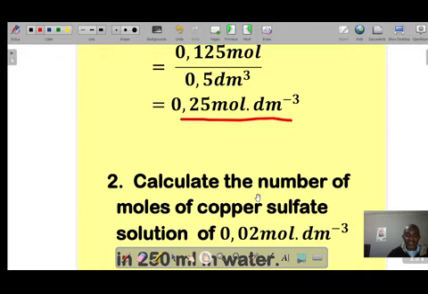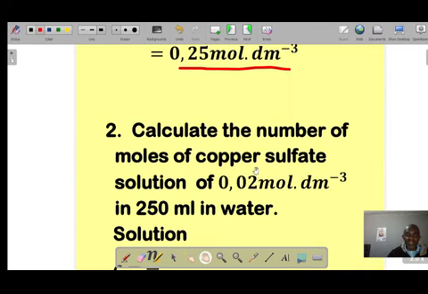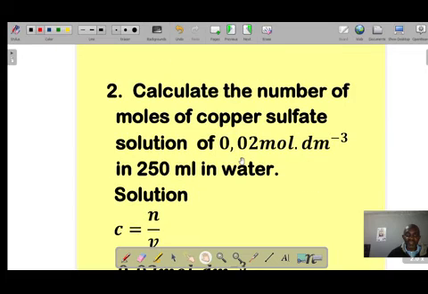Okay, the next example says: calculate the number of moles of copper sulfate solution of 0.02 moles per decimeter cubed in 250 mL of water solution. What are we looking for? They said calculate the number of moles. So I want to get the number of moles of copper 2 sulfate solution of 0.02 moles per decimeter cubed, in which volume? In 250 mL.